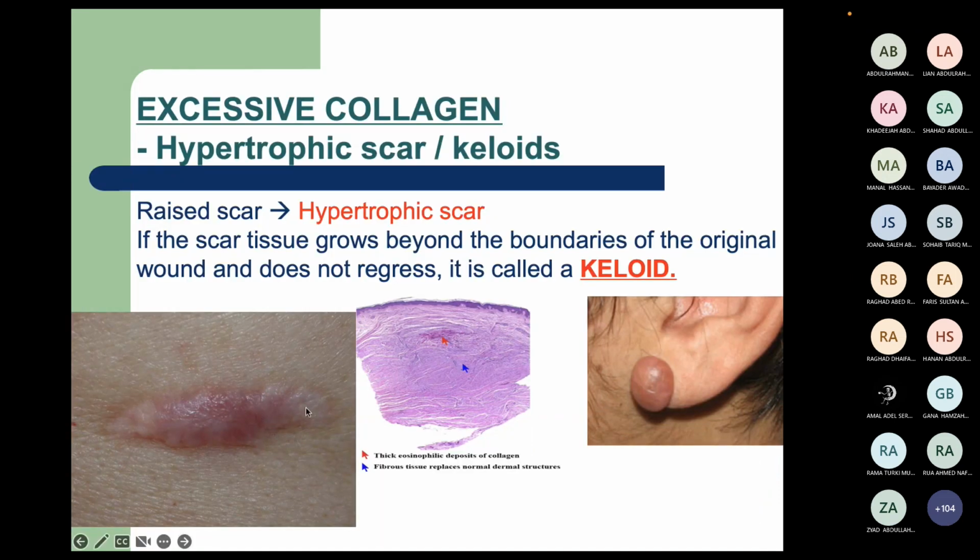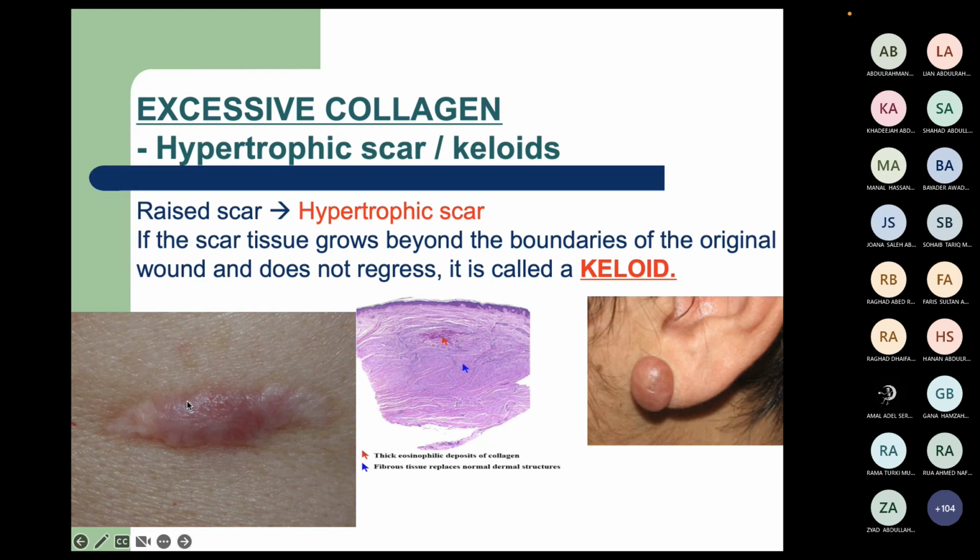And this is a specific complication of healing. Specific means related with the healing process. Sometimes the scar becomes hypertrophic. There is an increase in size of the scar. This is the example. It should be on the level of the surface, but you can see it has gone above the surface. This is called hypertrophic scar.